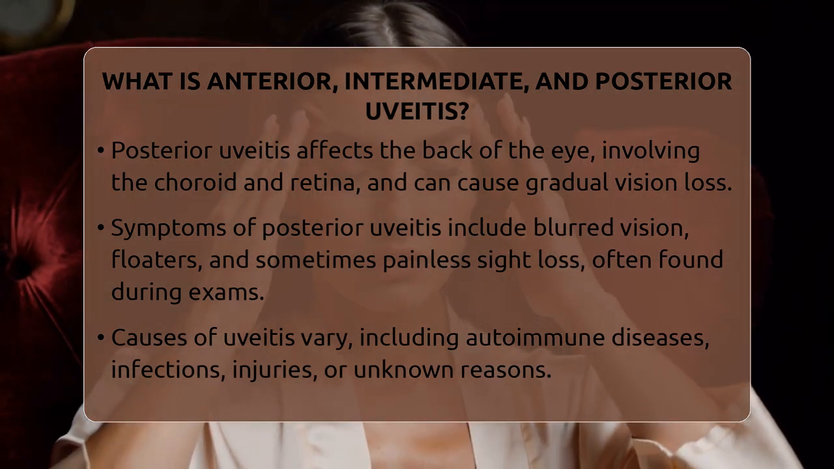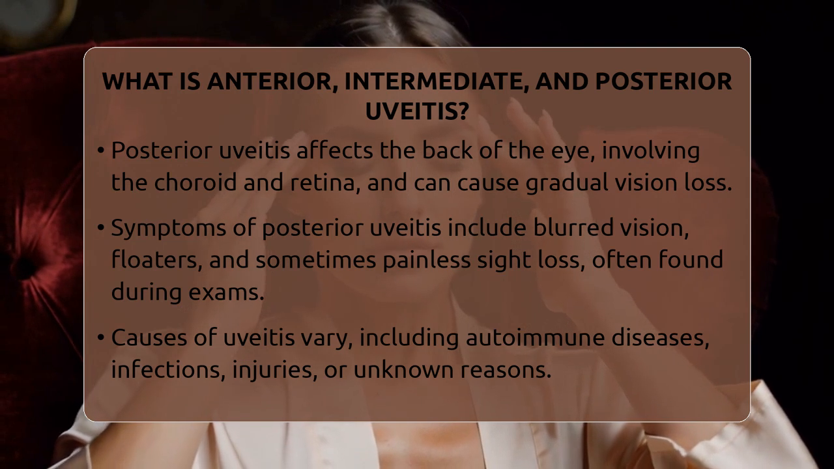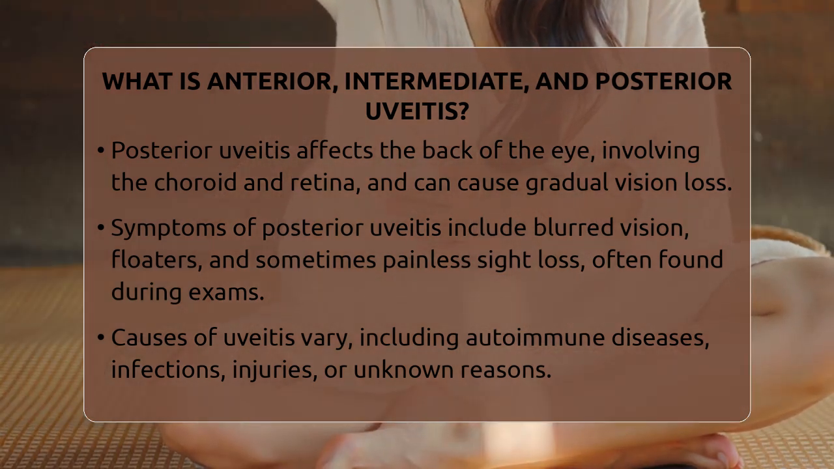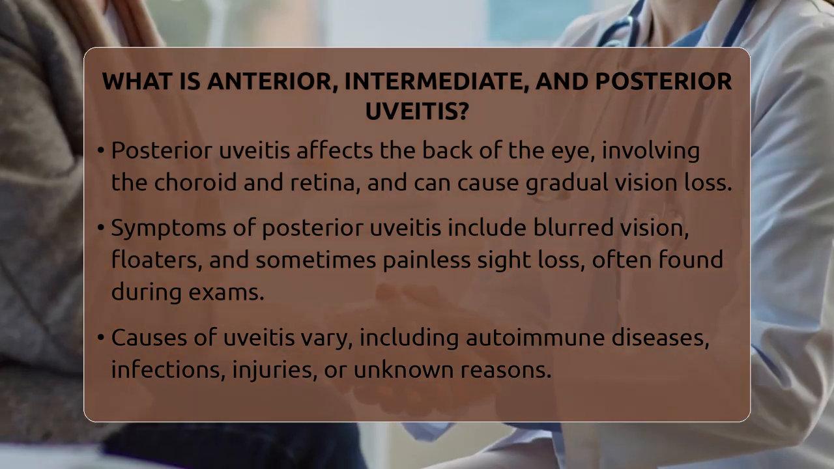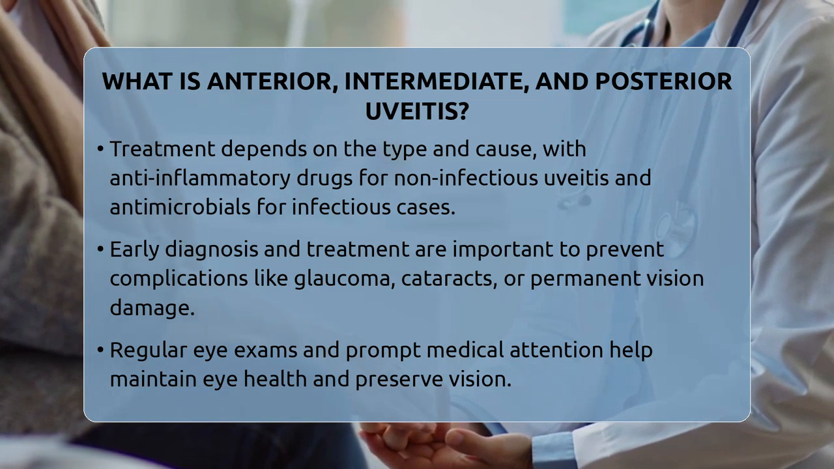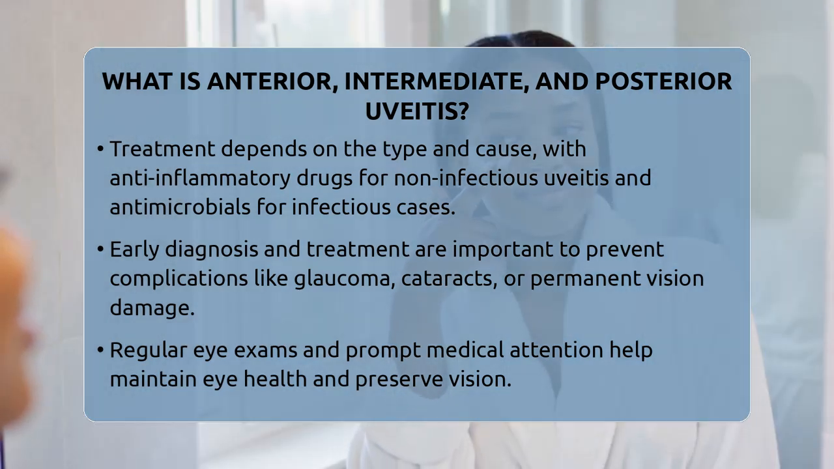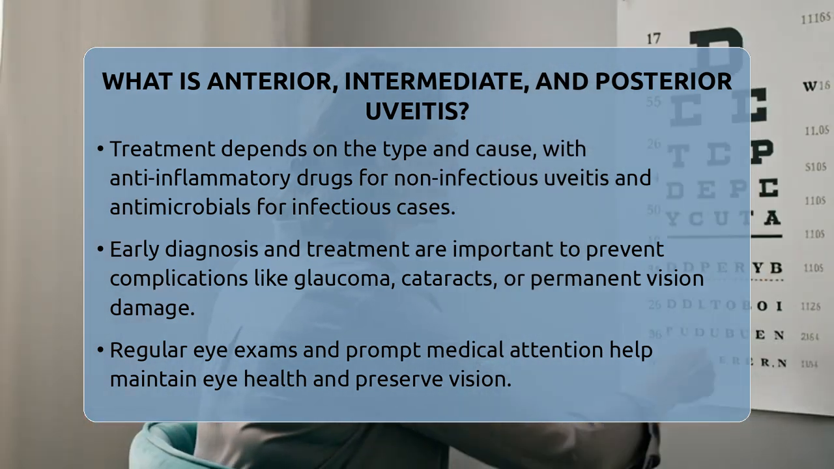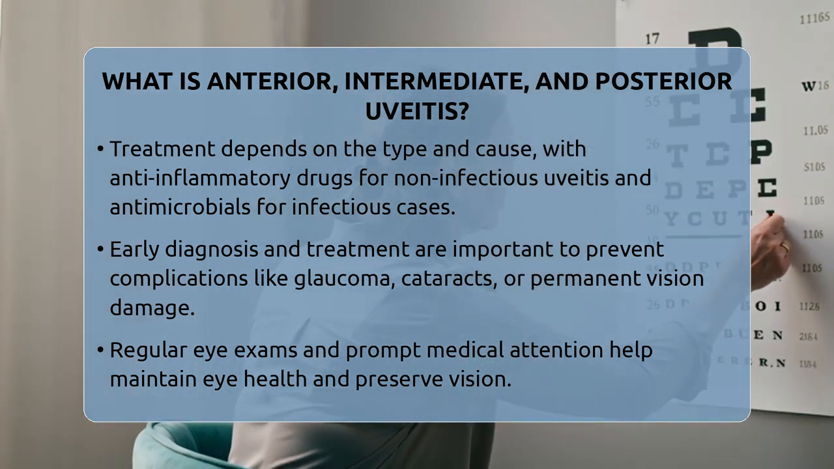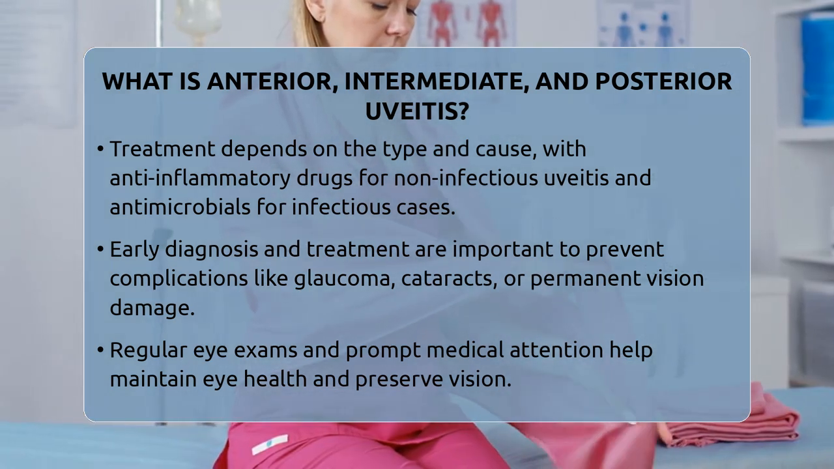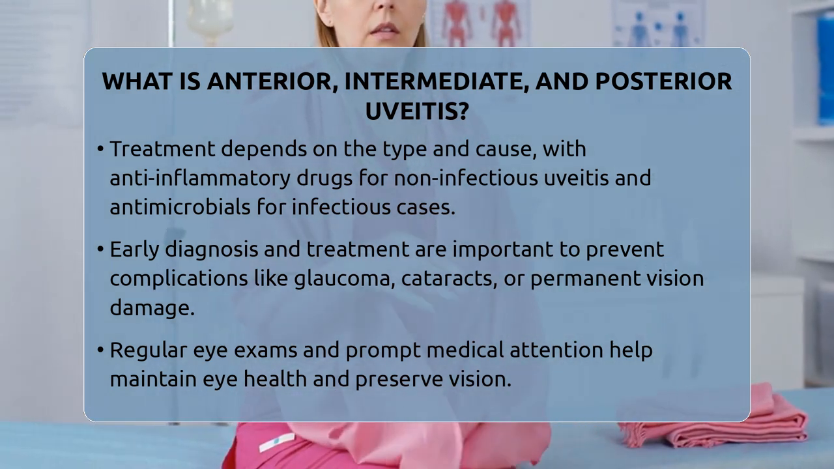Uveitis can affect one or both eyes and may start suddenly or develop gradually. The causes are varied, including autoimmune diseases, infections, eye injuries, or sometimes the cause remains unknown. Treatment depends on the type and cause of uveitis. Non-infectious uveitis is usually managed with anti-inflammatory medications such as corticosteroids, while infectious causes require specific antimicrobial treatments.